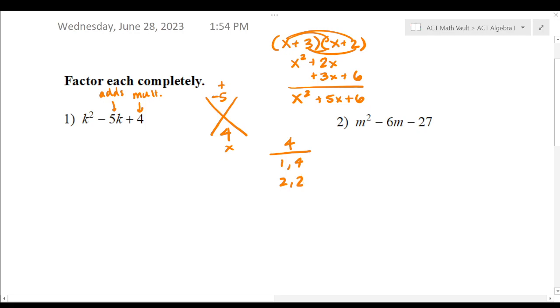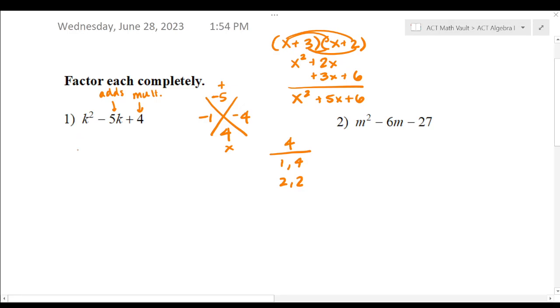Okay. So that means that I can play around with 1 and 4 and 2 and 2 to get a negative 5 and a positive 4. So I'm noticing that 1 and 4 add up to 5, but how could I possibly get them to add to a negative 5 and multiply to a positive 4? Well, if I change the sign on both of them, if I make them both negative, that would multiply to the positive, but then add to the negative.